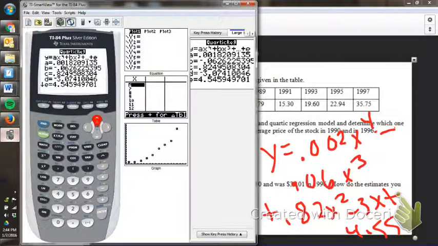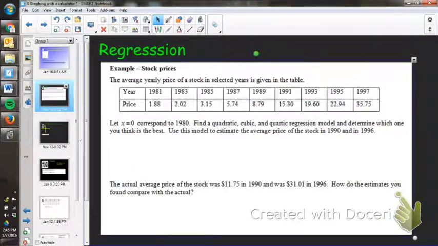So what I would do to figure out the price in 1990 is I would plug in a value for x. 1990 would correspond to when x is equal to 10. So I would just plug in 10 for x and find my value. Same thing with 1996, I would plug in 16 for x to see what I get, and that would be the average in 1996. And that just tells you the actual price and says to see how your estimates compare. But with regression, I just want you guys to see the different options that you have there. We're not going to do a lot with regression. We're going to do a lot more with this next part coming up.